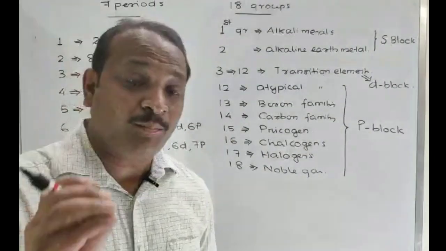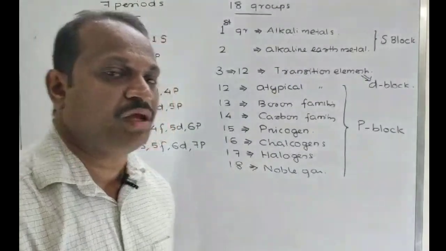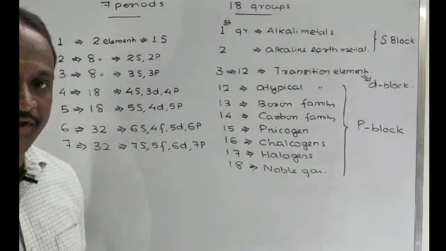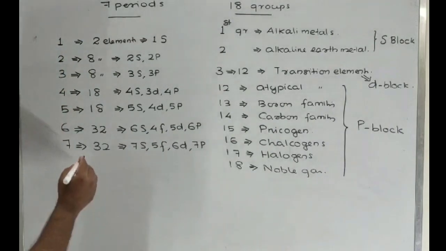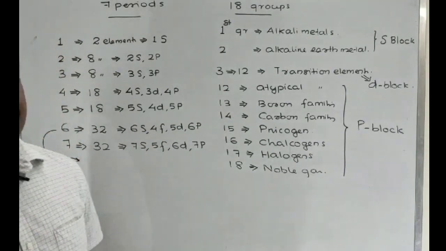So now one more block is left. It is the f block. Where does the f block start? See, in the sixth period, how many elements do we have? 32 elements.